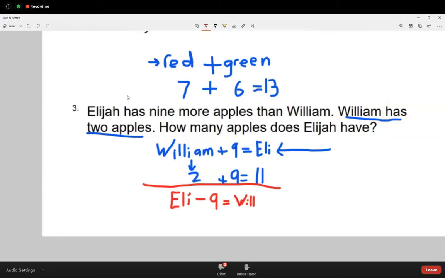Hopefully you understand that because Elijah has 9 more than William, if we get rid of those 9, then they have the same number. So if I had 5 pieces of candy and you had 2 pieces of candy, you would say that I had 3 more. So if I have 5 and you have 3, if we get rid of those 3 more, then it's equal. So it's Elijah has 9 more than William. So if you subtract 9, it's then equal.